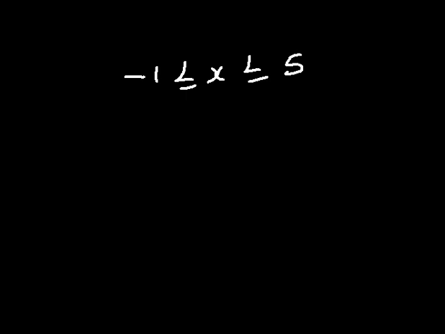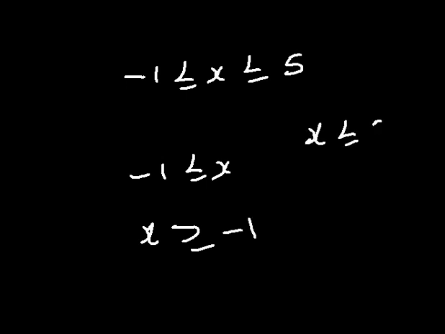So what is the meaning of this? In this case, this is the same as having negative 1 less than or equal to x, which is the same as x greater than or equal to negative 1. And also this is the same as x less than or equal to 5. Basically, the inequality notations are well presented when we start with the variable.